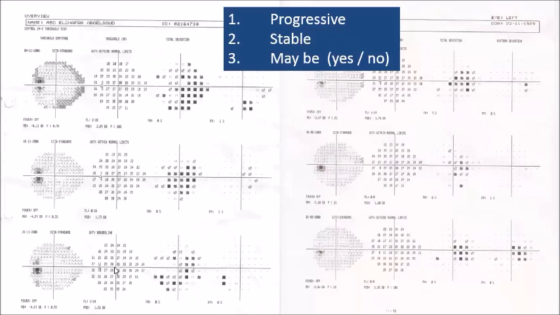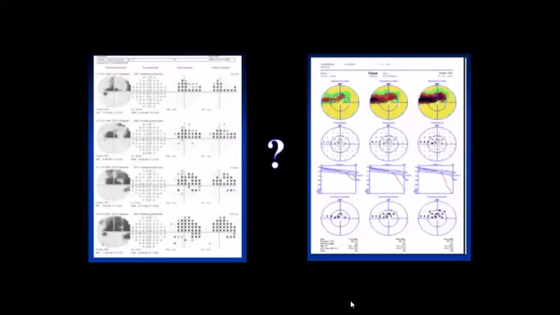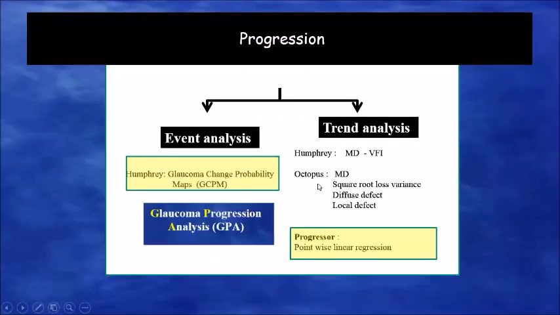Why am I putting this? I'm putting this because we should stop putting fields next to each other to say, yes, this is progression. This is not a correct way to do. We may fall into wrong decisions. Actually, progression is diagnosed by changes in area or global factor changes over the time.